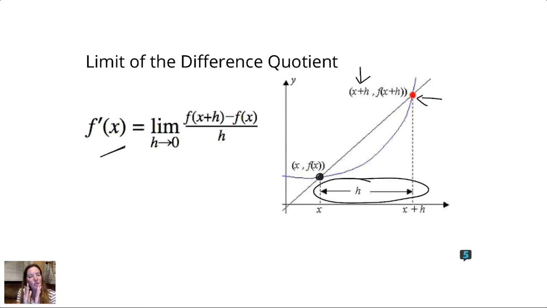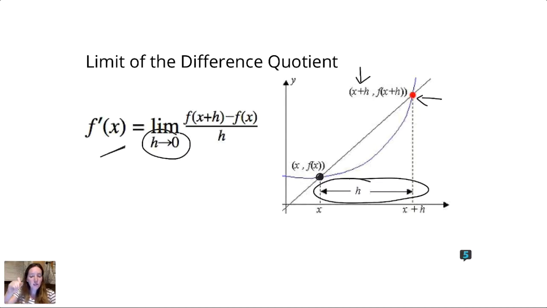So what does that actually do? It takes that h value and makes it shrink. The distance between the 2 points starts out far apart, and it moves closer and closer together until h is going to be 0. That's where this definition comes from: the limit as h approaches 0. The distance between those 2 points was called h, and we're going to make it become 0.